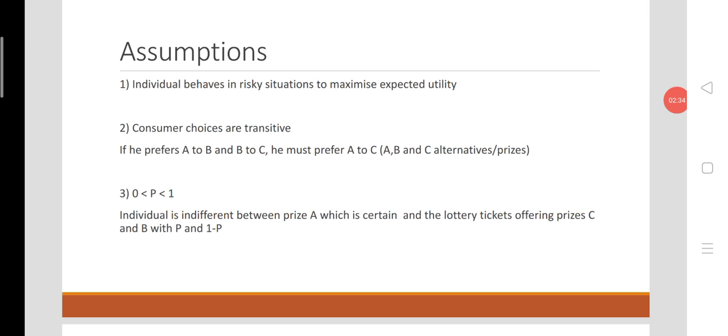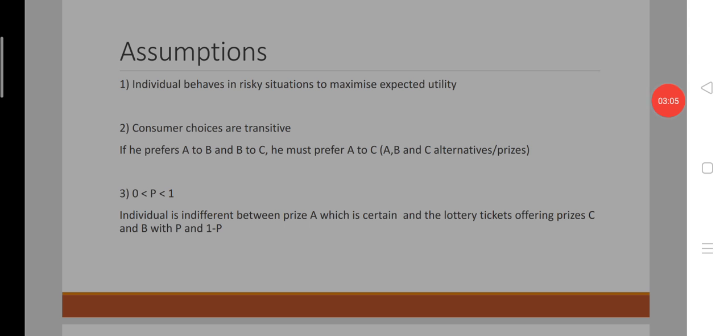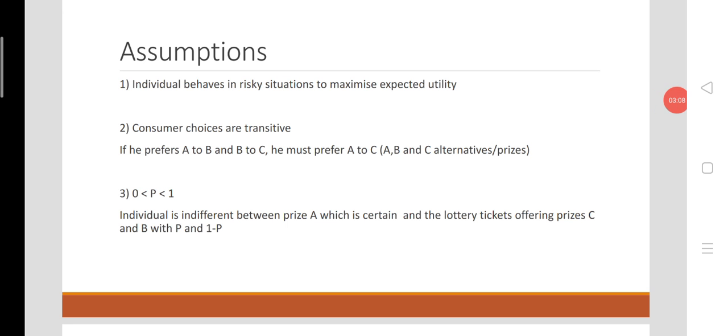Let's look at some of the assumptions of the NM utility hypothesis. As per the hypothesis, the individual is supposed to behave in risky situations to maximize expected utility, unlike the risk-averting behavior of the individual. Second, consumer choices are transitive: if he prefers A to B and B to C, then he must prefer A to C. Third, the probability for the uncertain outcomes lies between 0 and 1, and the sum of the probabilities must be equal to 1.